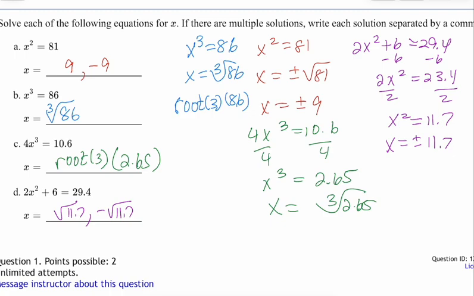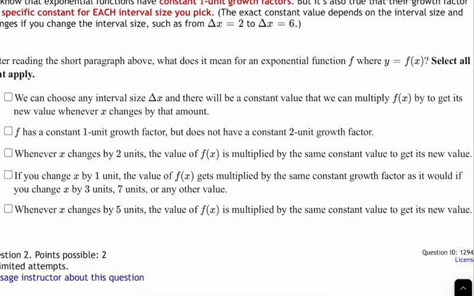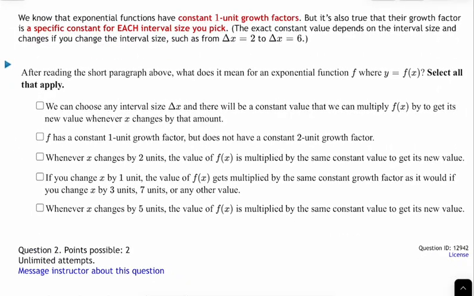Now that we've done that, there is a little section here. It says, we know that exponential functions have constant 1-unit growth factors, but it's also true that their growth factor is a specific constant for each interval size you pick. So it depends upon the interval that you pick. So here, like, what if you pick from 2 to 6? So it says, after reading the short paragraph above, what does it mean for an exponential function f, where y equals f of x? We could choose an interval size, a delta x, and there will be a constant value that we can multiply f of x by to get the new value when x changes that amount.